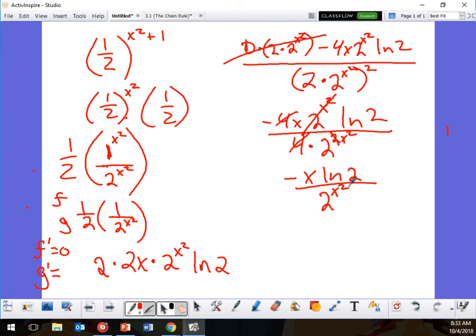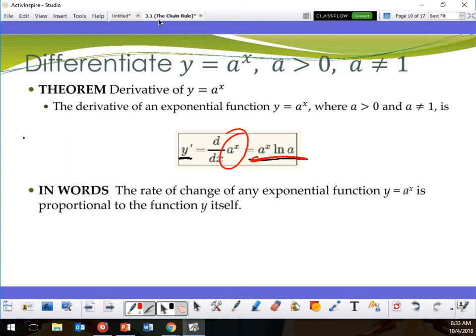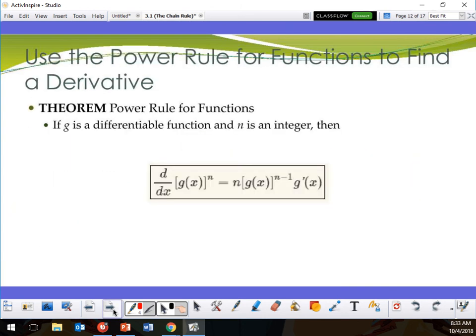Okay. Well, we ended up using quotient rule again for this. And we had some chain. This is a little bit of everything here. Alright, so let's take a look. Go back to the thing. Alright, so power rule for the functions.